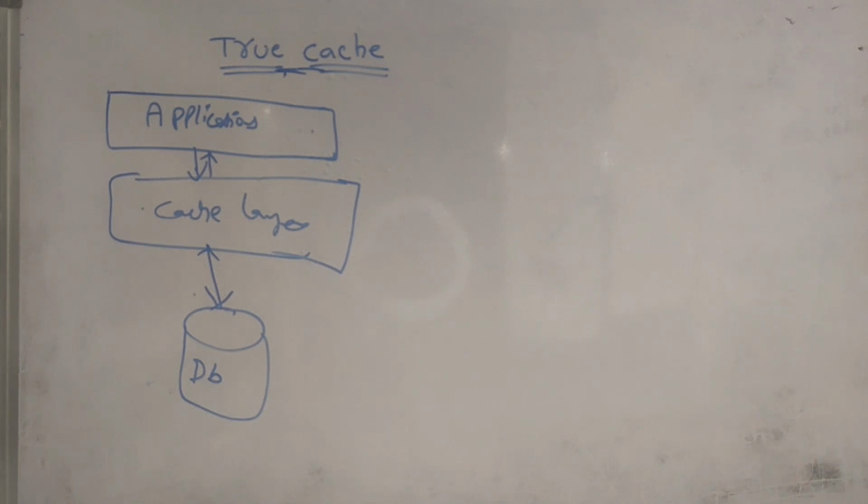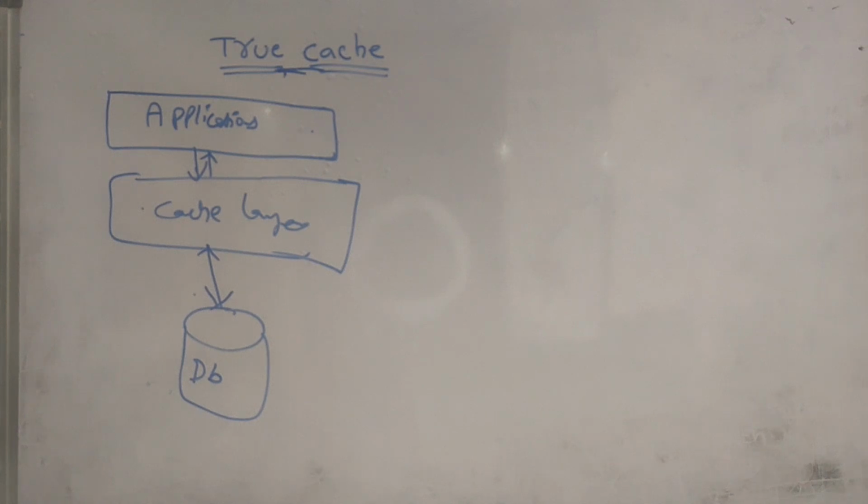Some examples of cache could be Redis and so on. So when you use a cache, the read operations will be done from the cache layer, and the write operations in the database.